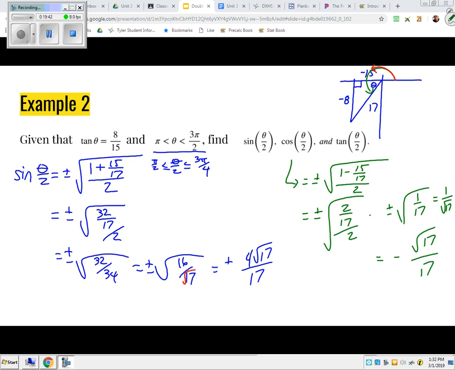All right, for tangent, I'm going to skip tangent. Use the tangent one that doesn't have the square roots in it, my favorite one, and it will be pretty straightforward.